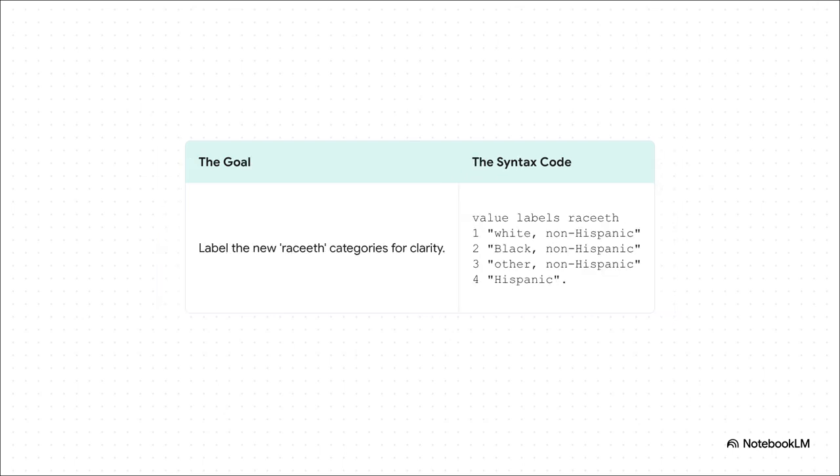Now, of course, a variable full of 1s, 2s, and 4s isn't very useful. We need to add labels. With syntax, this is lightning fast. We just tell it to label the racef variable and then map each number to its text label. This is so much quicker than clicking into menus for every single category.